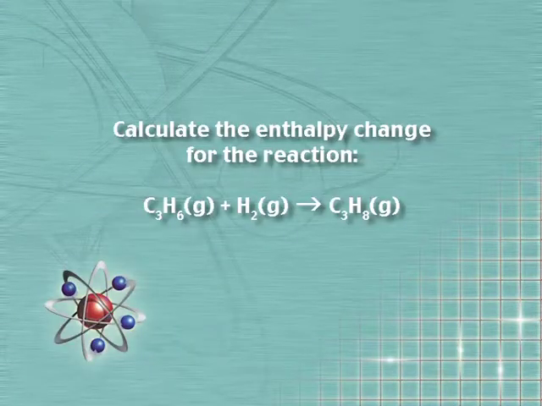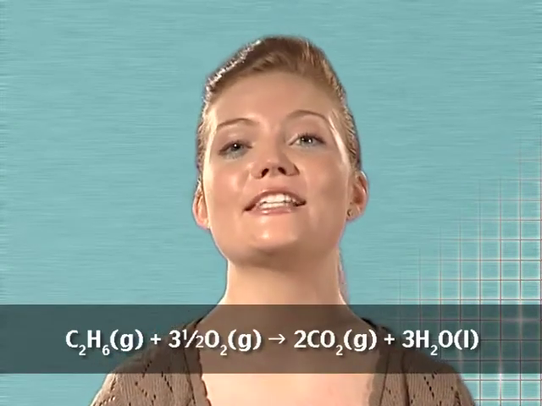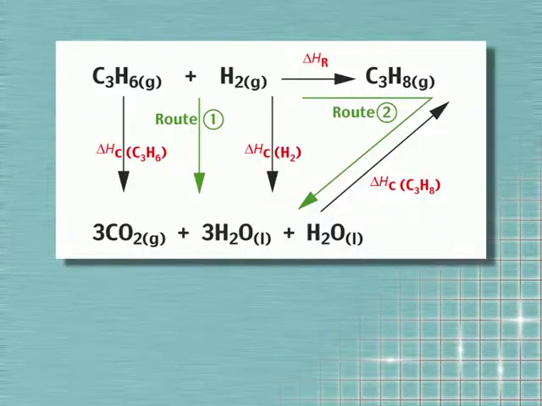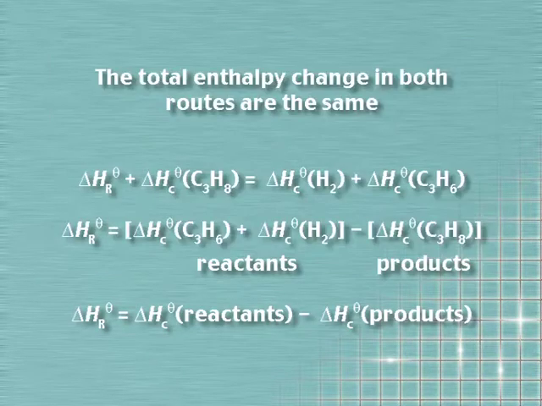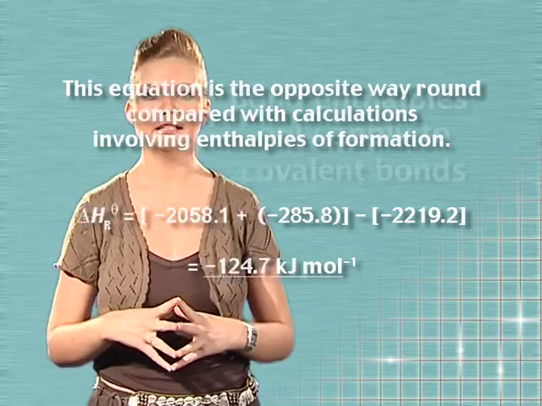Let's look at a typical calculation. We can now construct a Hess's law cycle. Applying Hess's law, there are two routes that can be taken. The total enthalpy change in both routes are the same. This equation is the opposite way round compared with calculations involving enthalpy of formation, just like this.